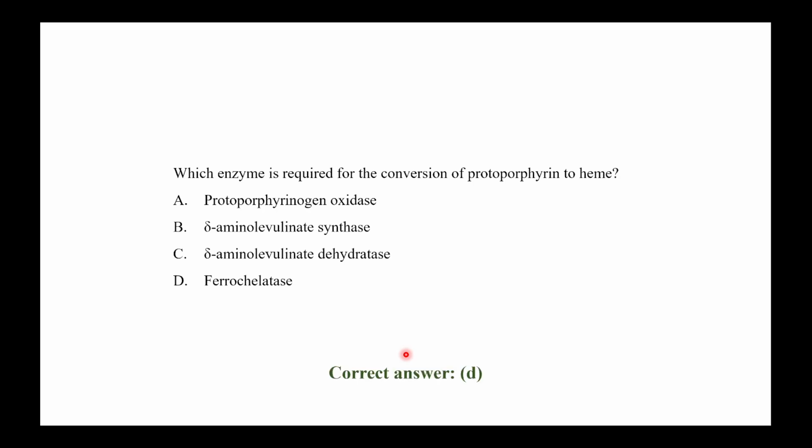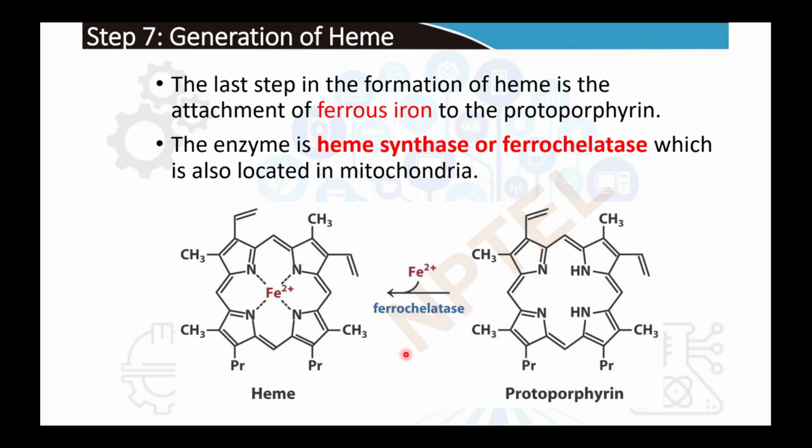The correct answer is option D, ferrochelatase. So this is the last step in the heme synthesis, where the ferrous ion is introduced or attached to the protoporphyrin. So the whole porphyrin ring is formed with four pyrrole ring structures. I told you this is a pyrrole ring structure, and now four pyrrole ring structures are connected to each other, and this whole structure is called protoporphyrin. Protoporphyrin is basically one step before the heme synthesis occurs.